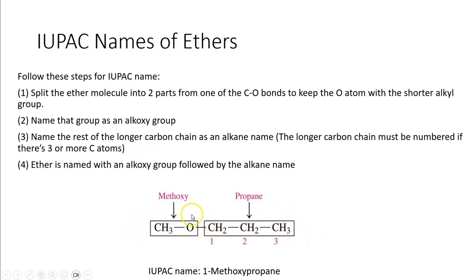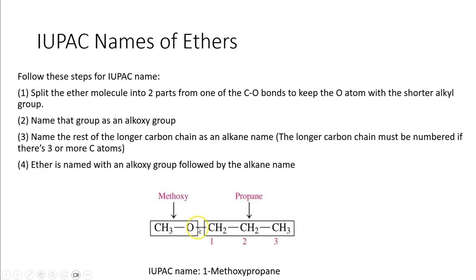First of all, locate the oxygen atom in this molecule. Now, there should be two bonds side by side to two carbon atoms. Now, you need to split one of these in such a way that you keep the oxygen atom with the shorter alkyl chain and leave the longer carbon chain separated. To satisfy that, we need to split the molecule from this position here, from this oxygen-carbon bond.